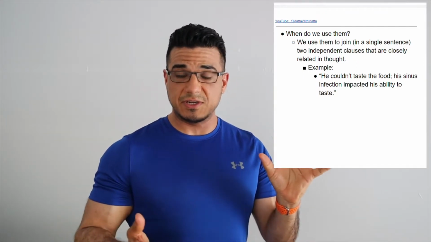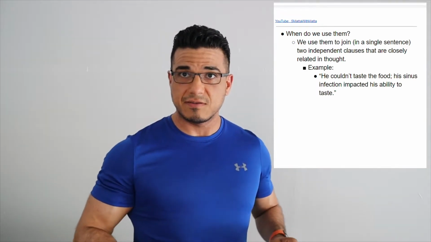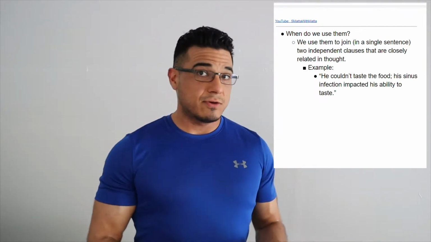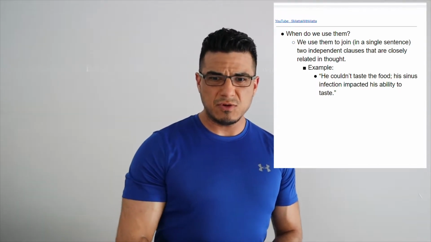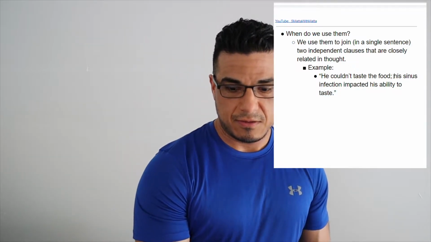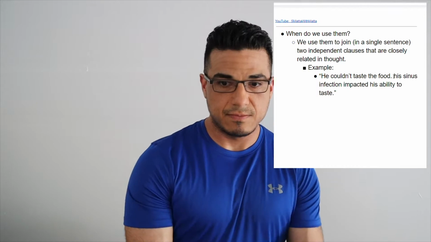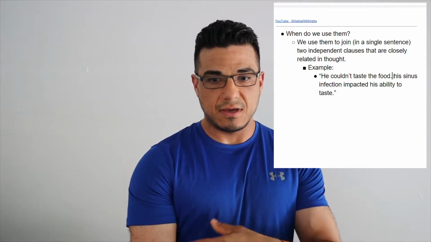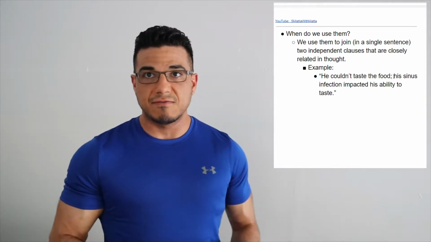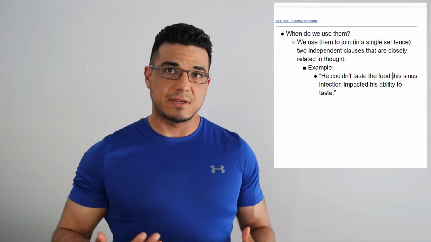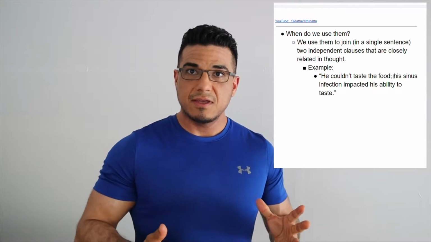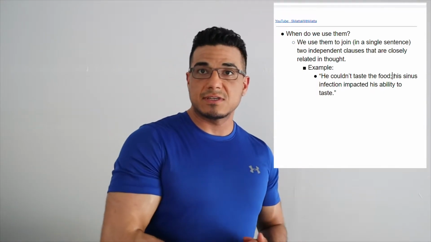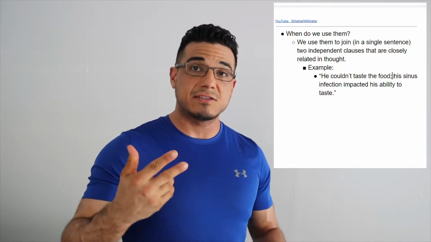So again, the ideas are very much the same, right? It's a cause and effect situation, where at the beginning, we know he couldn't taste his food, and then I give the reasoning for that in the second part. I wouldn't separate it with a period, right? So: he couldn't taste his food, period. His sinus infection impacted his ability to taste. The meaning doesn't change if I decide to use a period instead of a semicolon. However, because the thoughts are so unified, it makes more sense to link them using a semicolon. So while it divides the sentence, it's still linking the ideas.